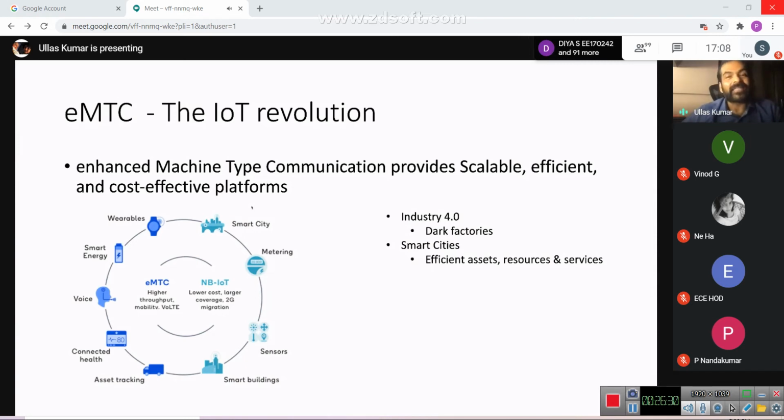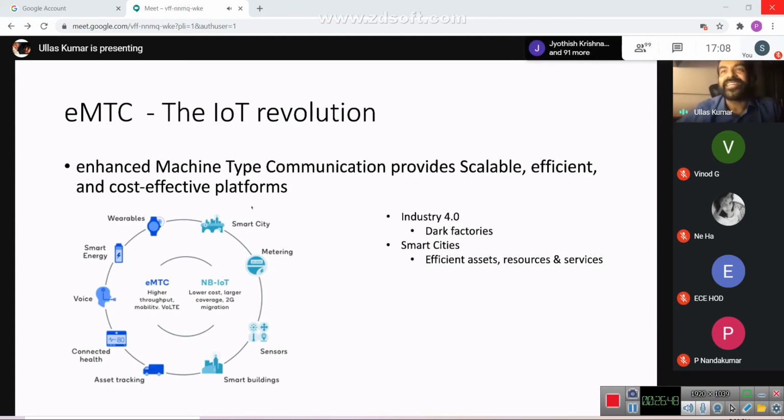The second aspect is smart cities, the ability to combine various aspects to manage assets, resources, and services efficiently. That's the idea of smart cities, and that's possible with the EMTC or the IoT revolution.